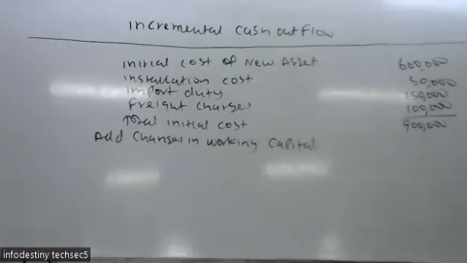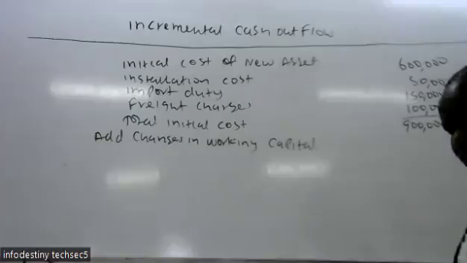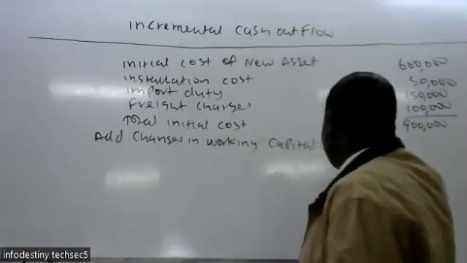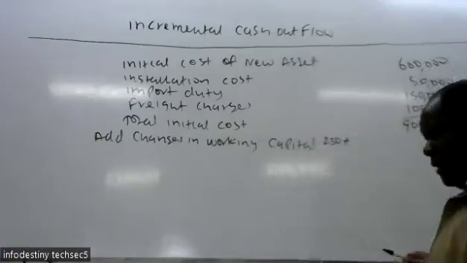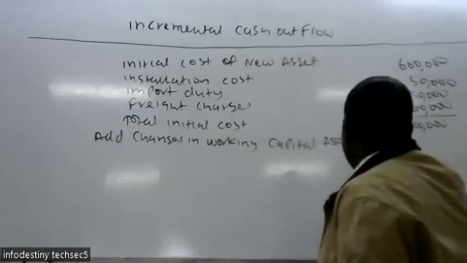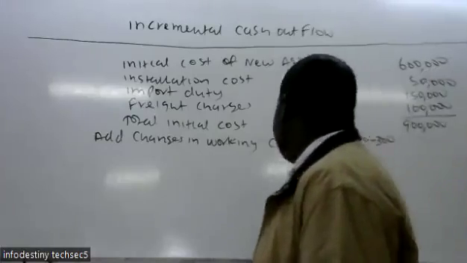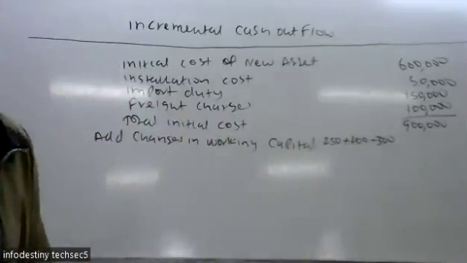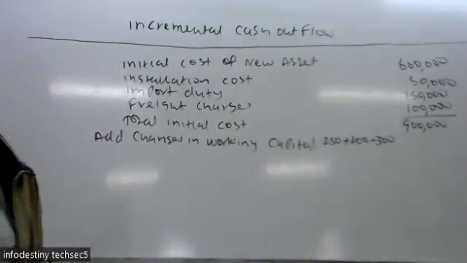So to get the changes in the working capital, the question had said to support the increased business resulting from purchase of the new machine. Accounts receivable will increase by 250,000, inventories and accounts payable increase by 200 and 300. So you take 250,000 plus 200, then we minus 300. So 250 plus 200 minus 300, that will give you the working capital.